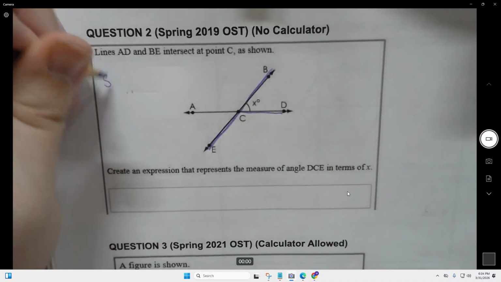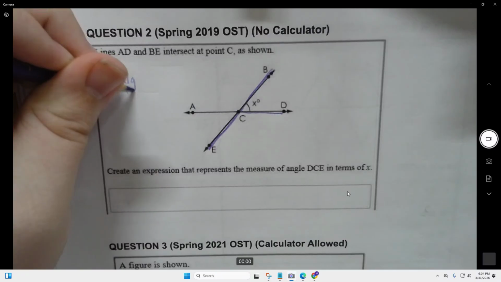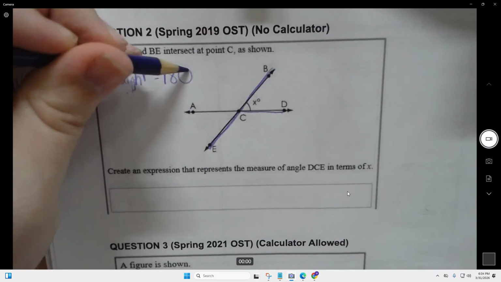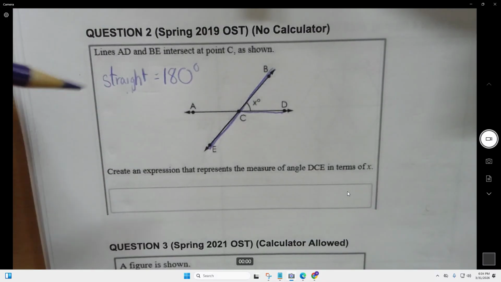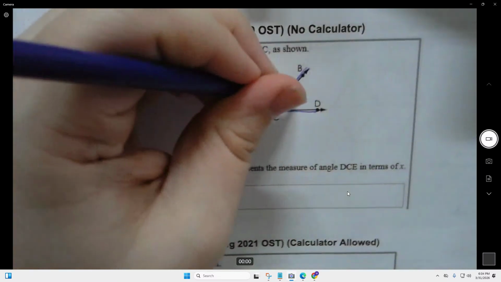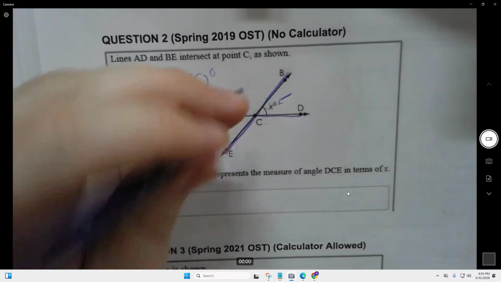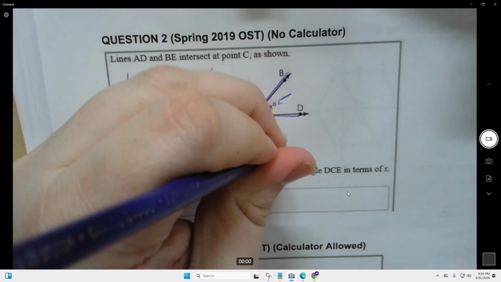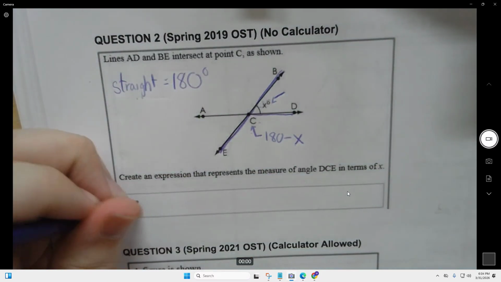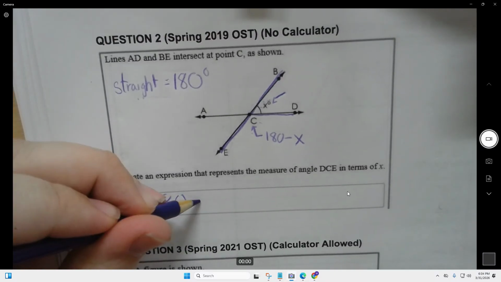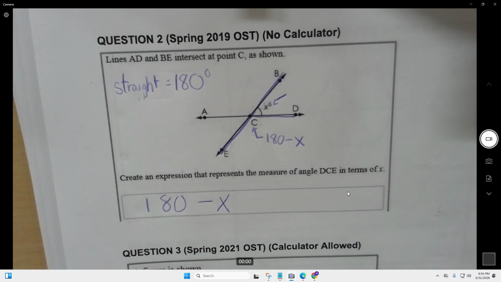A straight line, or a straight angle, is equal to 180 degrees. Okay, that makes these two angles supplementary. So if this angle is x, then this angle has to be whatever is left over, which is 180 minus x. So all you're doing is writing 180 minus x. And that's it.